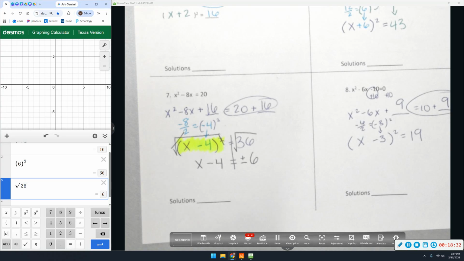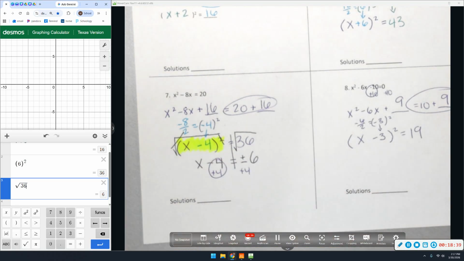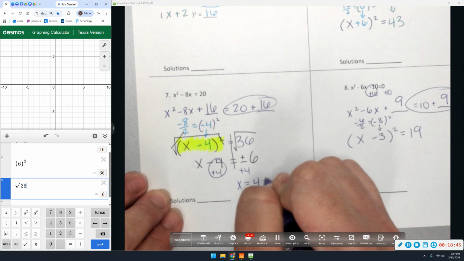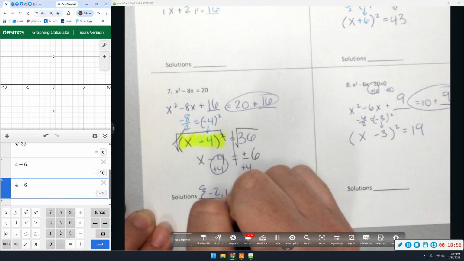What do I still need to do? Plus 4 on both sides, so plus 4, plus 4. Can I just type this in the calculator and say 10? No, because that's a positive and a -6. So what I want you to realize, you don't have to write it both ways, but you can type it both ways. So 4 plus 6 and 4 minus 6, we get -2 and 10.